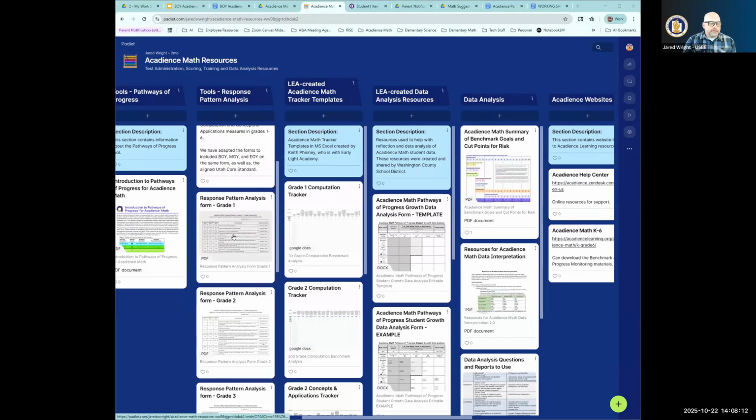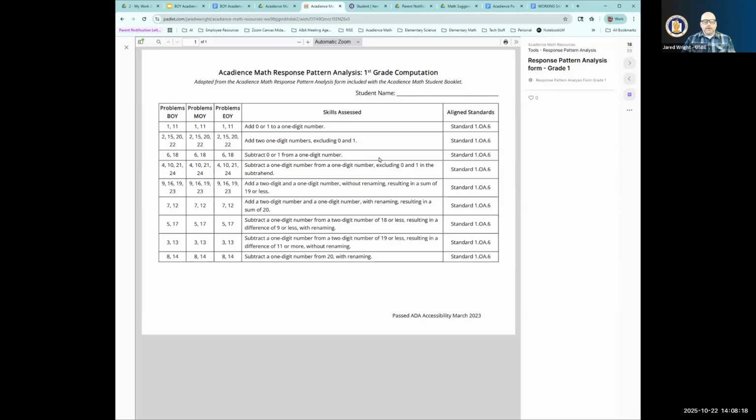And so if I click on, I'll just go to grade 1. So this is for computation. One thing you'll notice in the Padlet version versus what's in the participant notebook or workbook is we made some changes because there was an LEA that asked if we could add the standards that are aligned to those problems as well. So we made our own version.